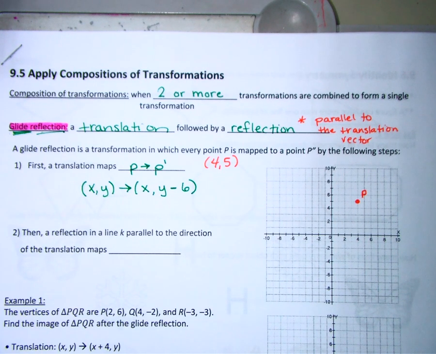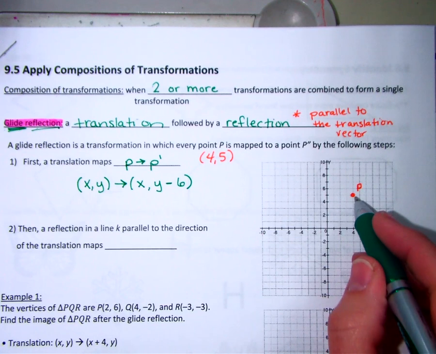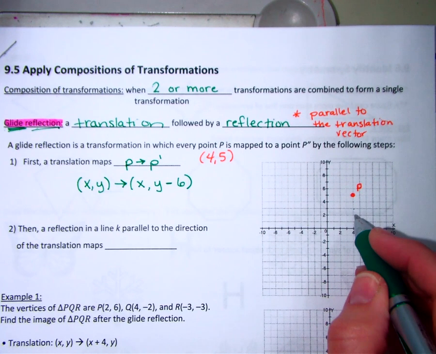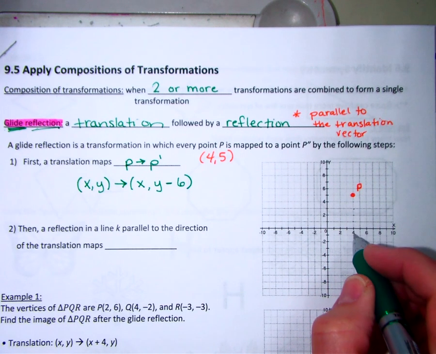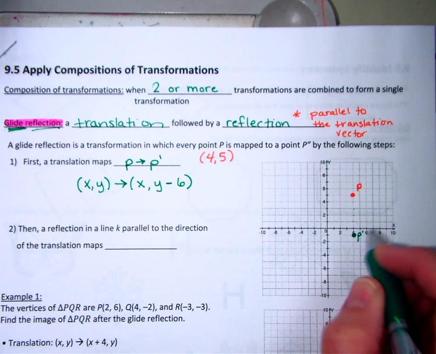So we're just going to take this, and which direction am I going to go? Up, down, right, left? Down, yes. Down 6. So count down 6 and put a dot for P prime. 1, 2, 3, 4, 5, and one more. So we'll go here. So there is P prime.